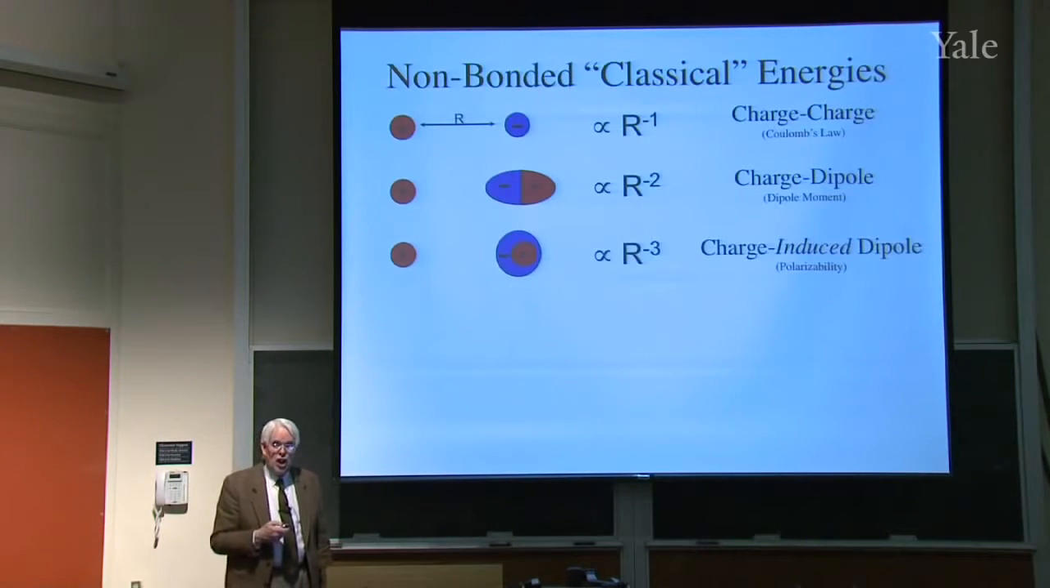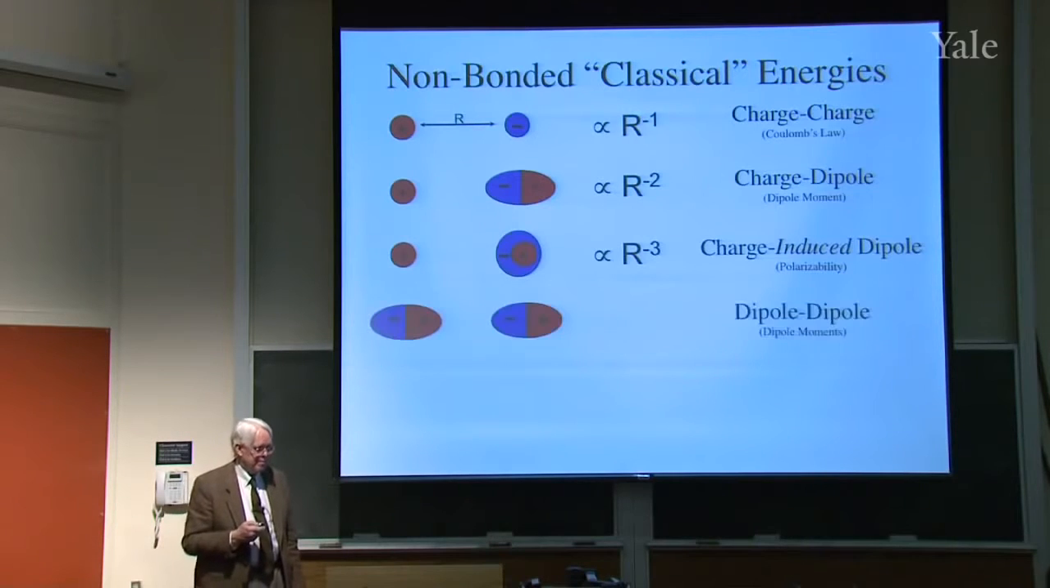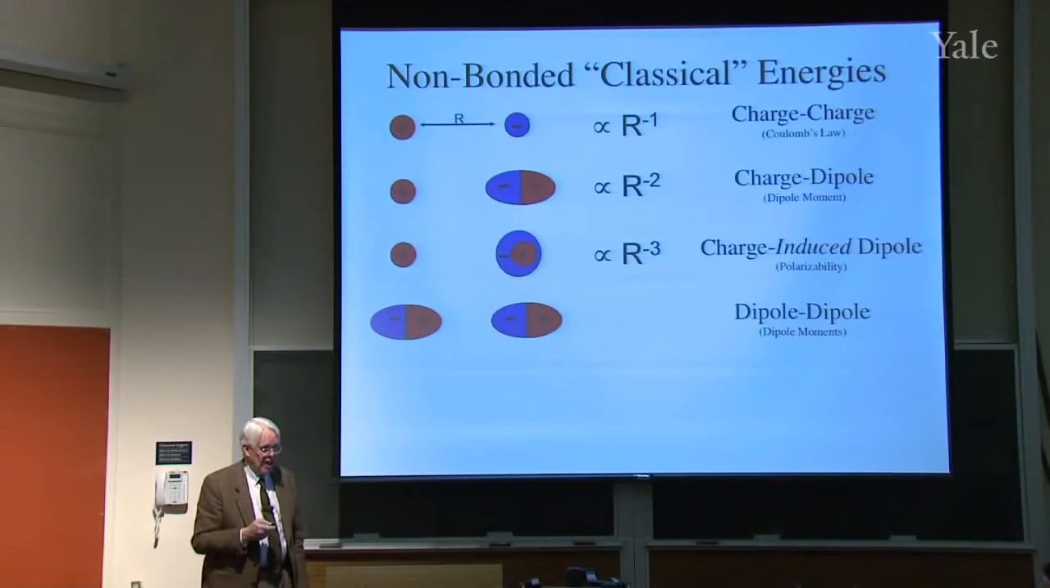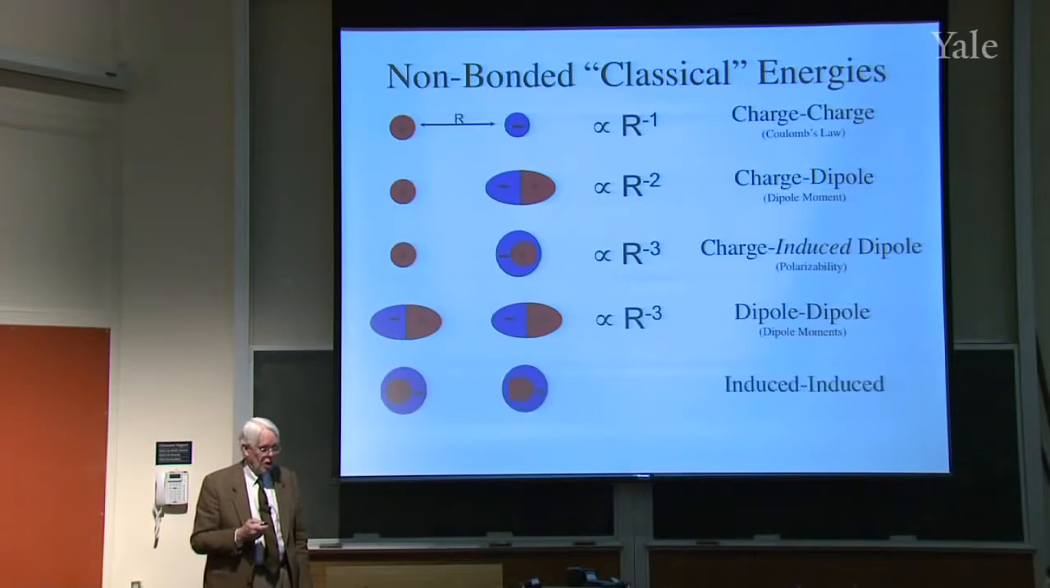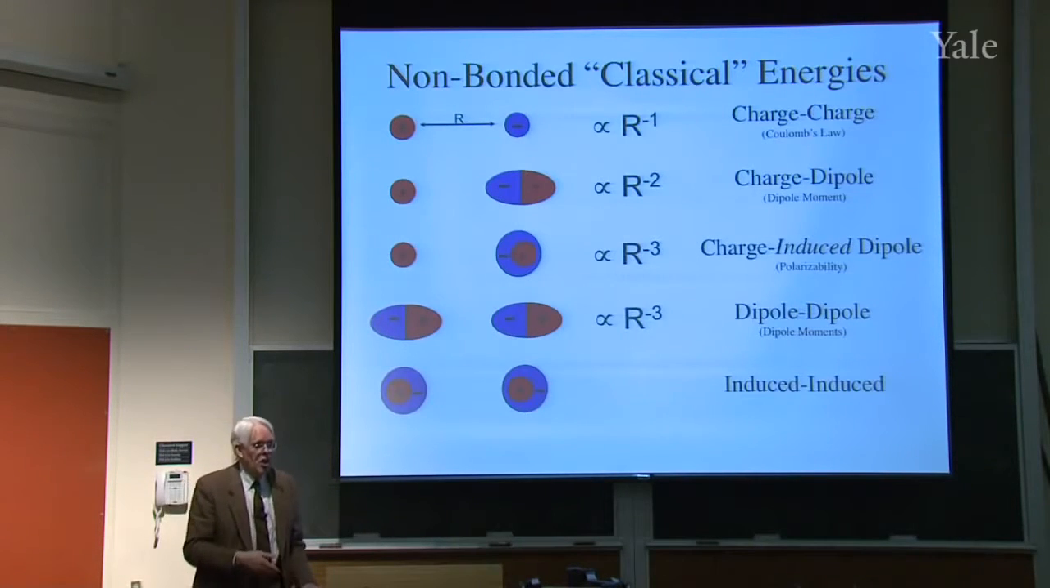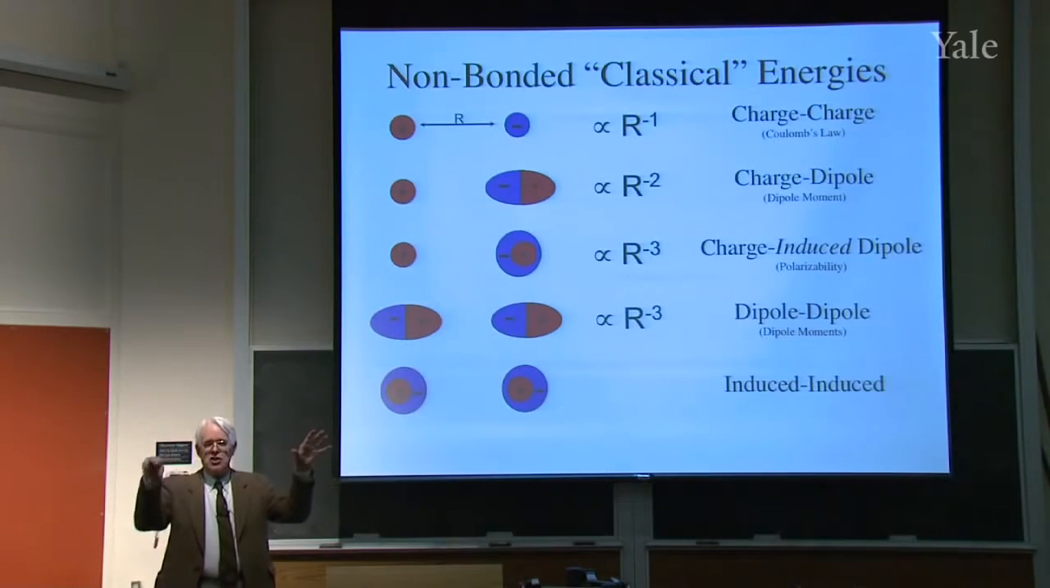That depends on r to the minus 3, 1 over r cubed. Then you can have 2 dipoles interacting with one another. That's also 1 over r cubed. Or you can have 2 induced things interacting with one another. Have you ever seen that before? Where how the electrons are distributed in this one, when they're over here, the ones here tend to be over there, and when these are here, these are here.